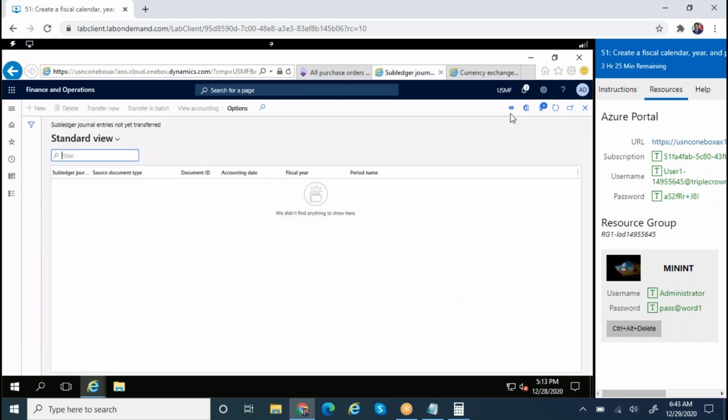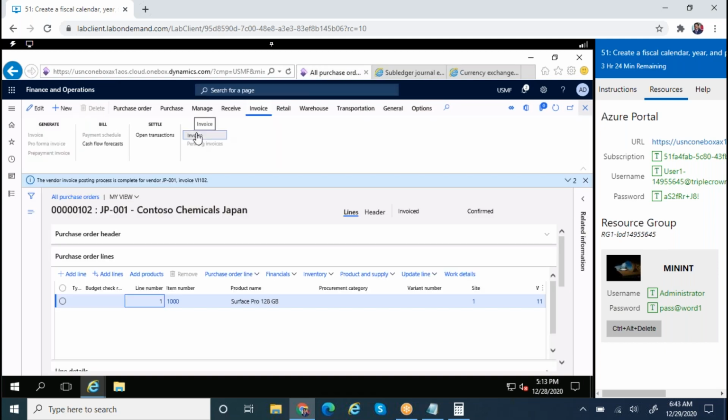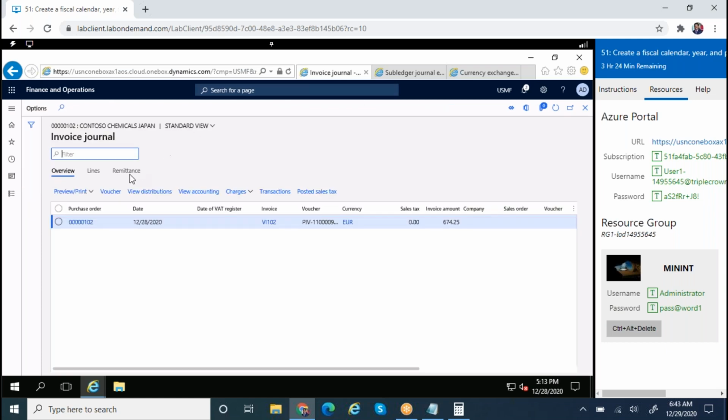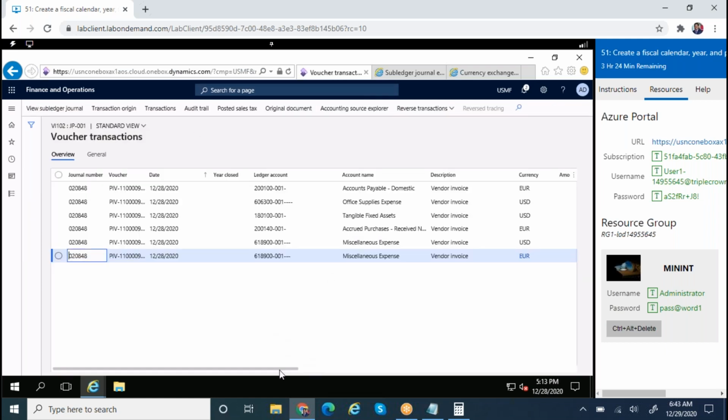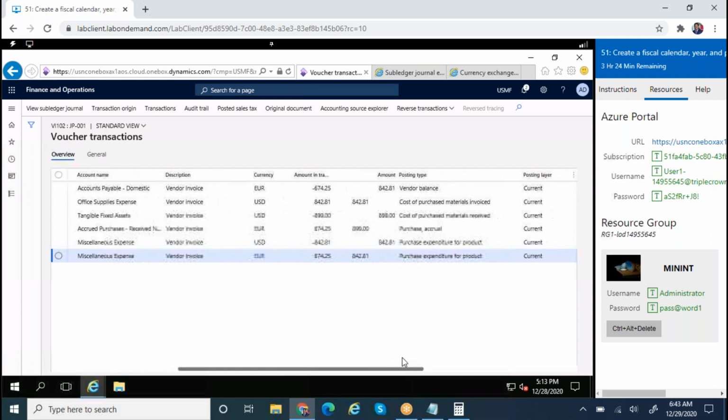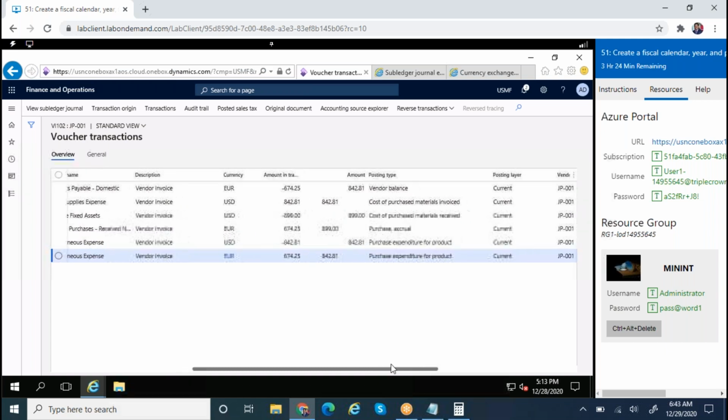Now, if I go back to here, subledger journal entries, it will show here. So I'm transferring now. Otherwise, it will take 1 or 2 minutes. Now, if you go to vendor invoice, voucher, here, look at this one, purchase expenditure for product.